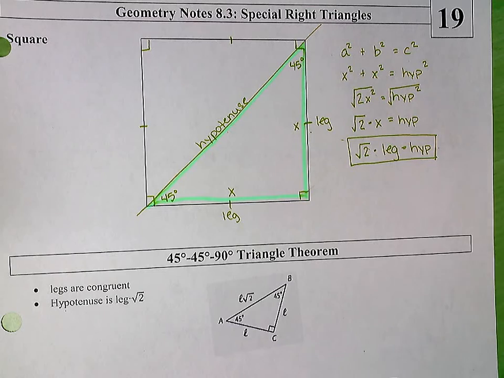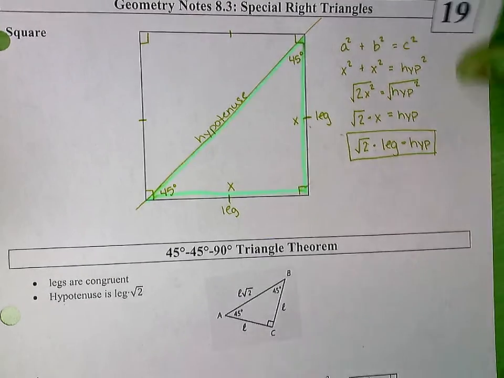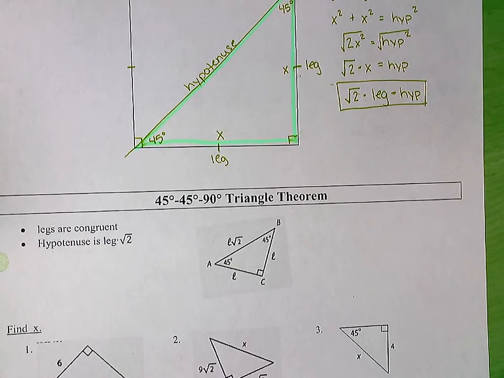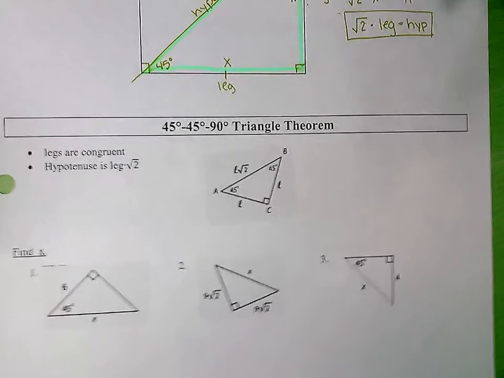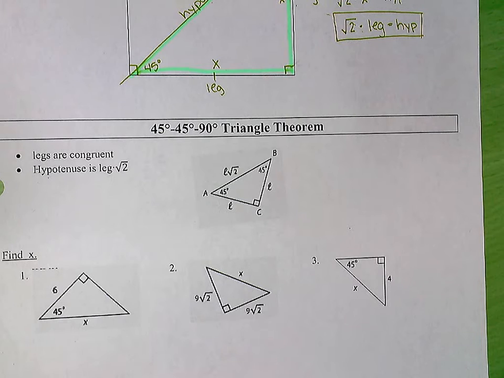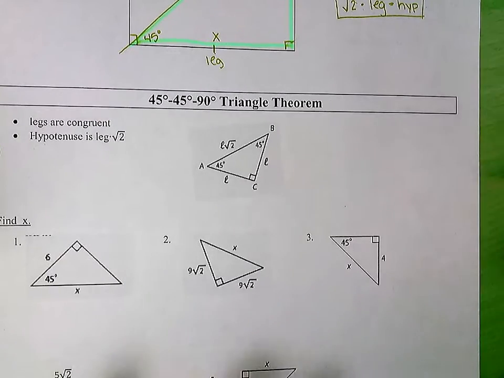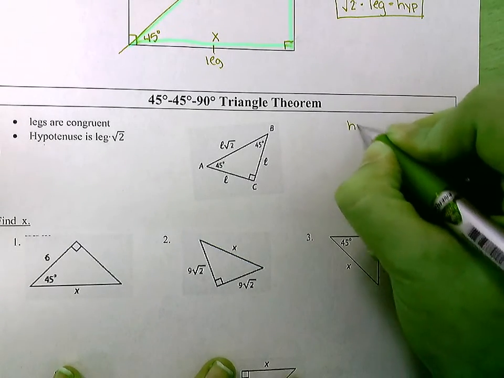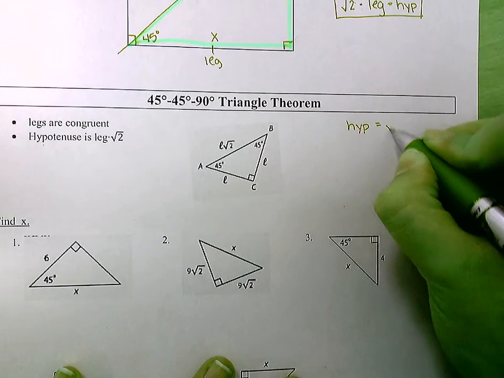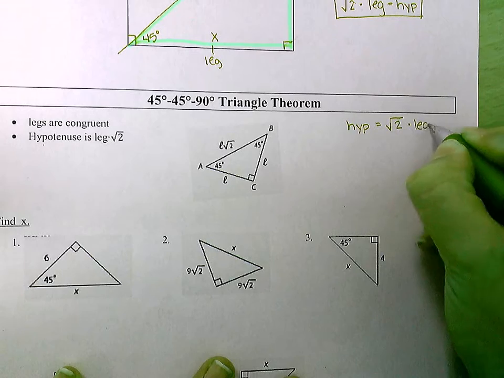Okay? So that is the rule for a 45, 45, 90 right triangle. When you're looking at these special right triangles, you always want to look at the angles first to make sure it's a special right triangle. For a 45, 45, 90, your legs are congruent and your hypotenuse is equal to a leg times the square root of 2. So I'm just going to rewrite our formulas over here. If I'm trying to find the hypotenuse, that will be equal to the square root of 2 times the length of a leg.